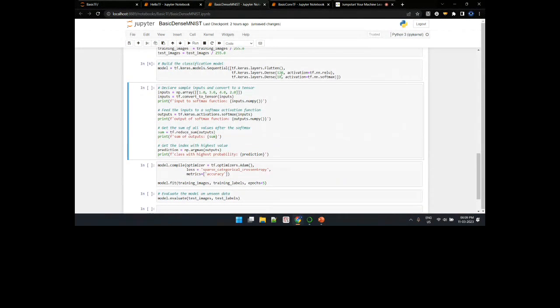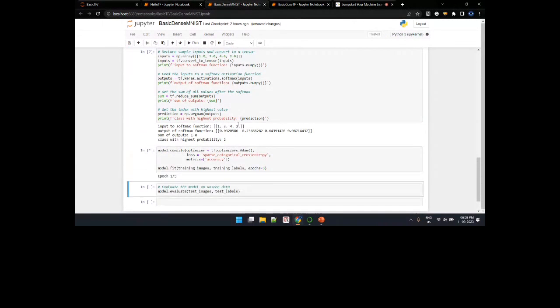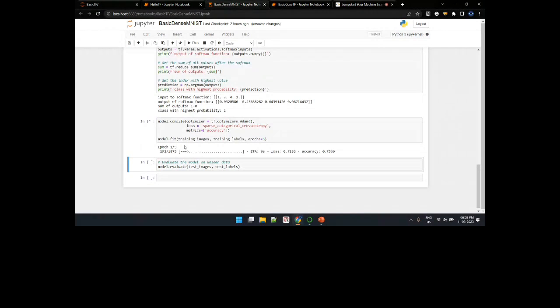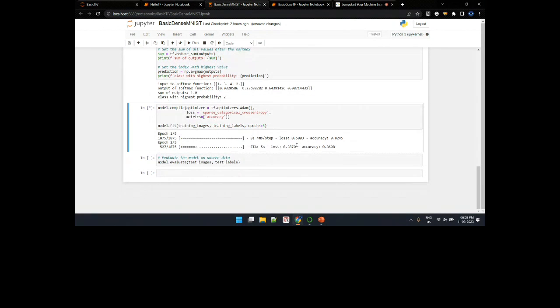So now this is my machine learning model. There are a few more things that have been added, but due to time constraint I don't think I can cover them in this session. But just look at the model. Now when we are training the model, you can see I've provided a few more fields like ETA, the loss, and the accuracy. You see what the model is trying to do.